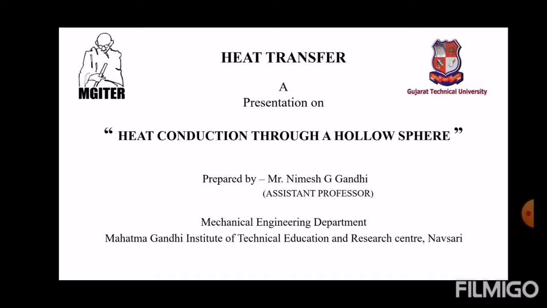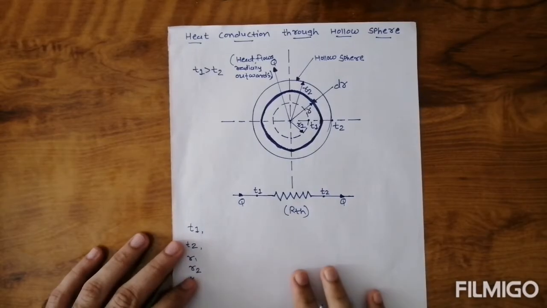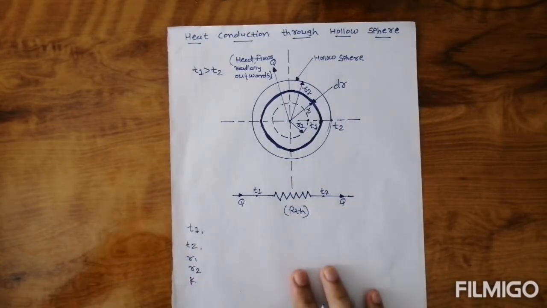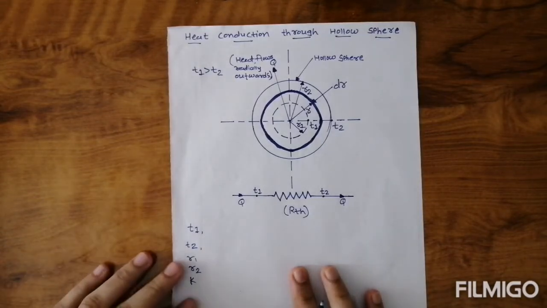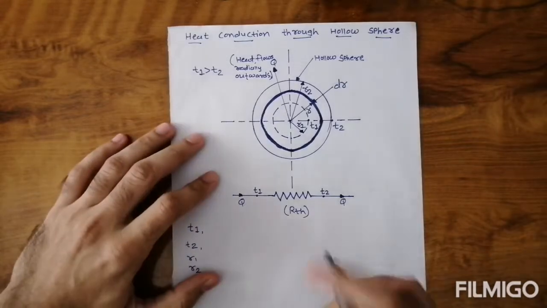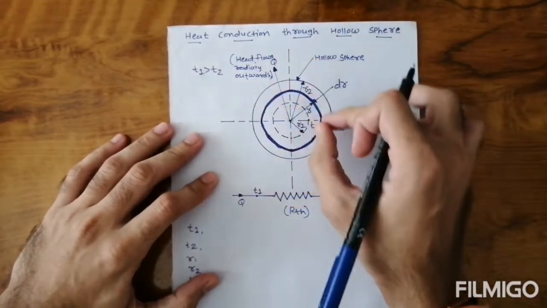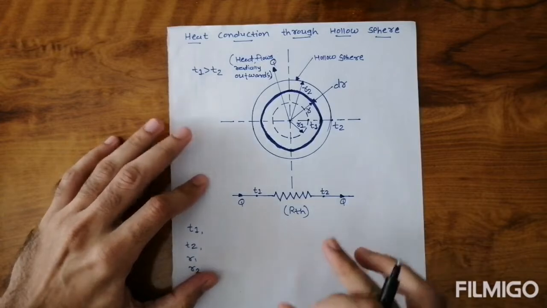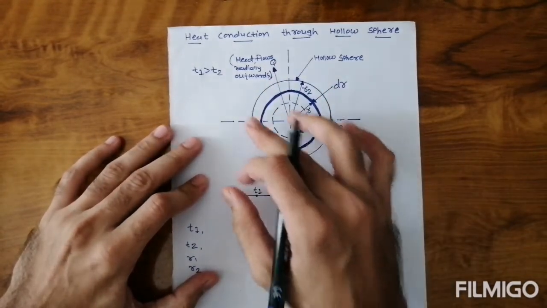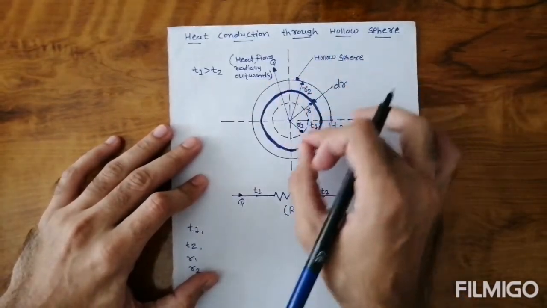Our subject is heat transfer. In this subject, we are going to discuss heat conduction through a hollow sphere. Now, first of all, initially we consider a hollow sphere made of a material having a constant thermal conductivity.